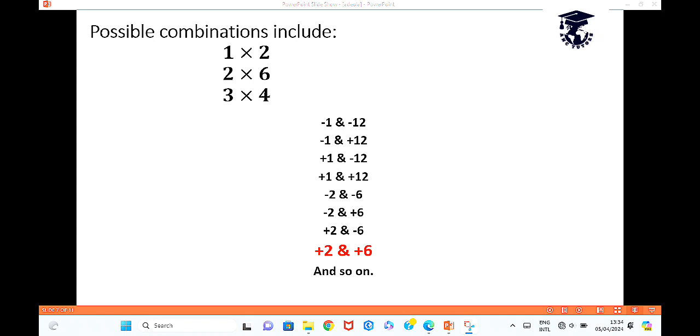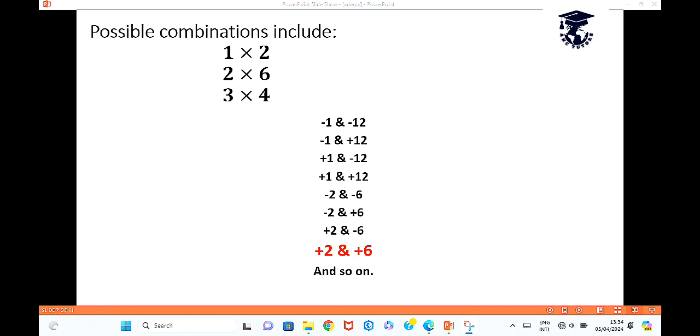Then I'll move on to 4. 4 can go in 12, but I have 4 already in the third combination, so I'm not going to write 4 again. Can 5 go in 12? No. Can 6 go? Yes, but I have 6 already in the second combination. Can 7 go? No. 8? No. 9? No. 10? No. 11? No. Can 12 go? Yes, but I have 12 already in the first combination.